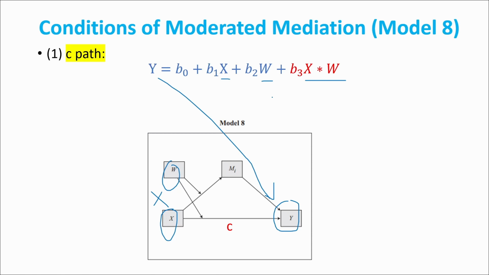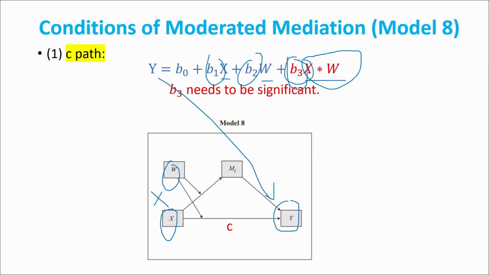The key point we're going to look at is whether the B3, namely the regression coefficient for the interaction item, is significant. Generally, we need to make sure that the B3 is significant. Regarding B1 or B2, it doesn't really matter, because we're going to focus on just the B3, making sure that it's significant before moving to the next step.